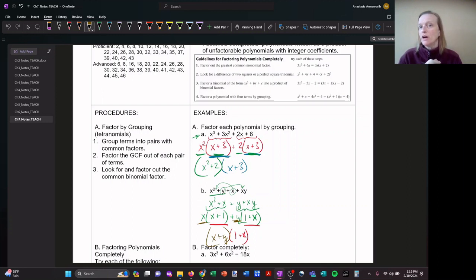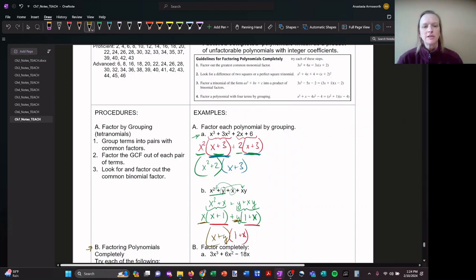As always, if you're not sure you've done it correctly, you can always use FOIL. You can always use the distributive property to take your multiplication problem and put it into standard form and check to make sure that your factorization was correct.